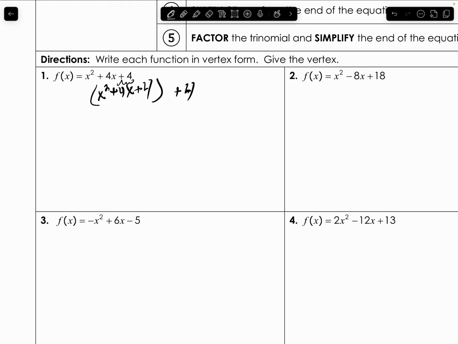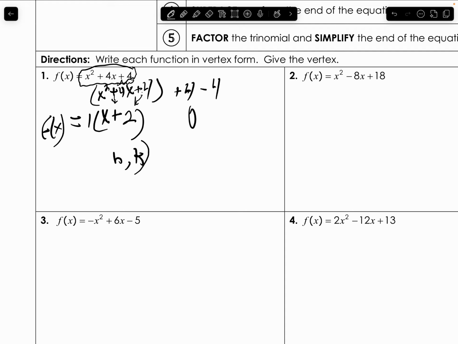Now, if you'd recognized from the beginning that this is already in the perfect square trinomial format, good for you. But if not, here's the process. So we added 4 here. Since we add 4, we have to take away 4. So in this case, we end up with 0 over there, and we end up with x. They're all positive signs, so we keep the positive sign from the middle. And the square root of 4 is 2. So that's our function in vertex form. A is 1, h is negative 2, and k is 0.